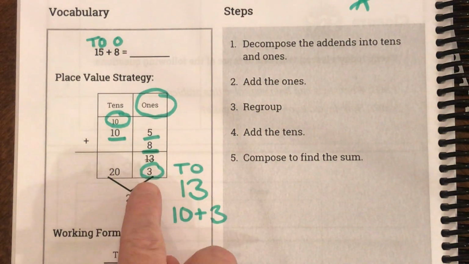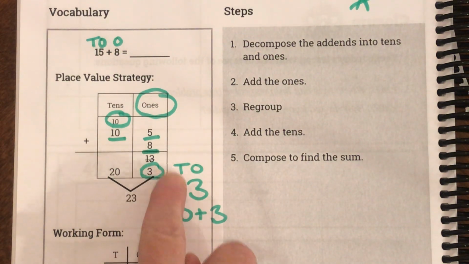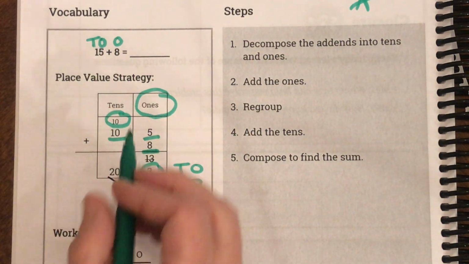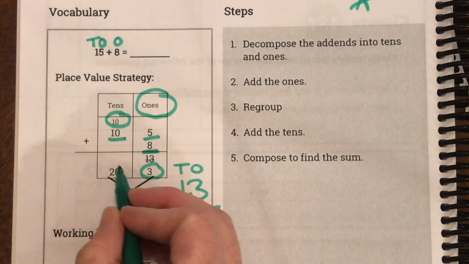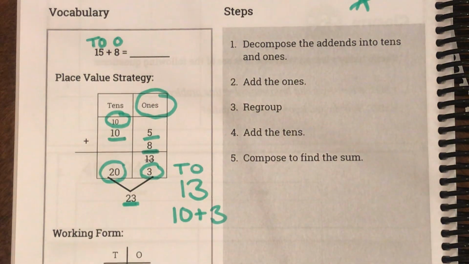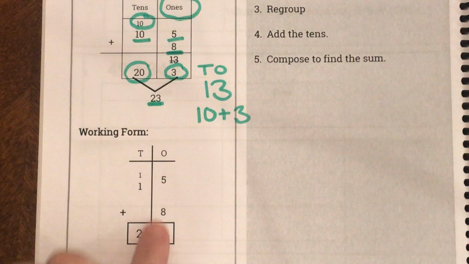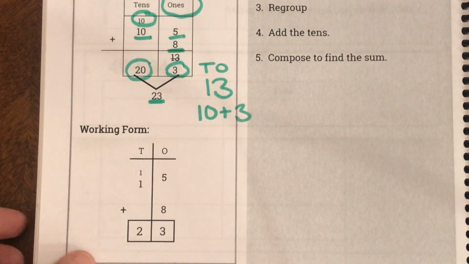So instead of having 13, they left the 3, which is in the ones place, but then they moved the 10 up here. And they have 10 plus 10 is 20. And then they put those back together. It's called compose them to 23. They also then did working form, and we're going to keep practicing working form as well.